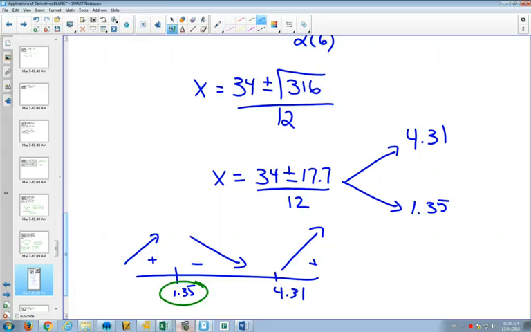So you would know that your maximum happens at 1.35. You might also know that your maximum happens at 1.35 because we determined earlier that the only things that made sense were numbers between 0 and 3.5. So the 4.31 wouldn't make sense for our situation. And so then 1.35 is the only possible answer. So that's how you could show using calculus.